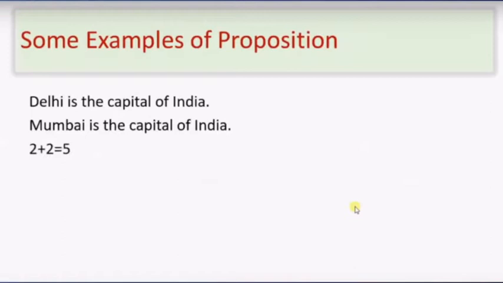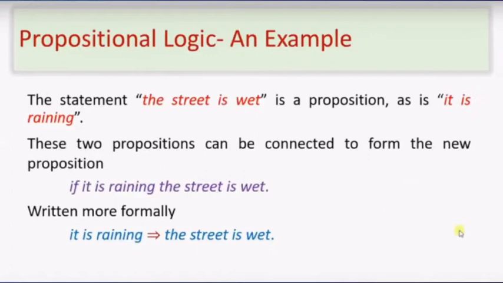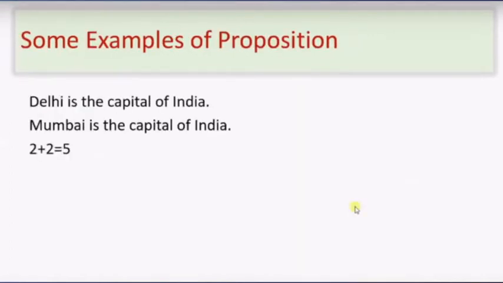Let's take an example. We have a sentence like Delhi is the capital of India. This is a constant, yes, Delhi is the capital of India, so it is a true sentence. Now, Mumbai is the capital of India. This is also a sentence, but it is a false sentence. We can represent it with the help of propositional logic. 2 plus 2 equals 5 is also a false statement, but we can represent this also in the form of propositional logic.